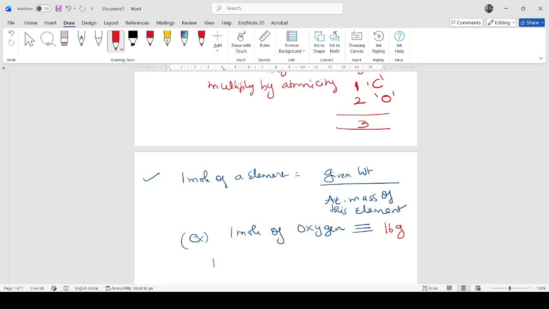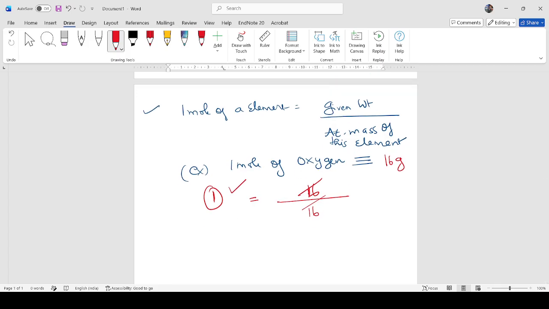On my left hand side, I need 1. On my right hand side, I know the atomic mass of oxygen is 16. If I put the weight as 16, only then it will cancel to give me 1, isn't it? That's the reason people say that mole is nothing but equal to gram atomic mass. What do I mean by this statement? The grams equivalent to the atomic mass give me the moles here.